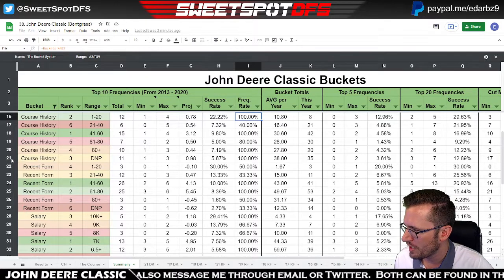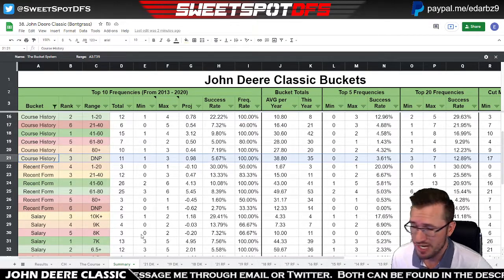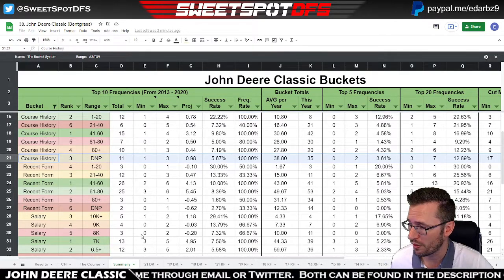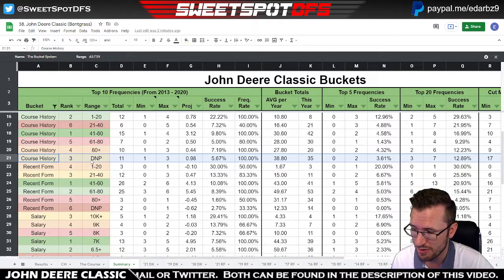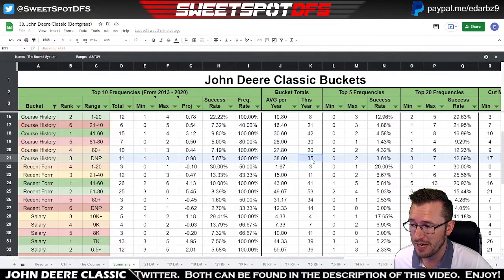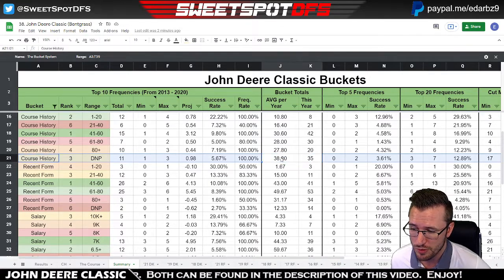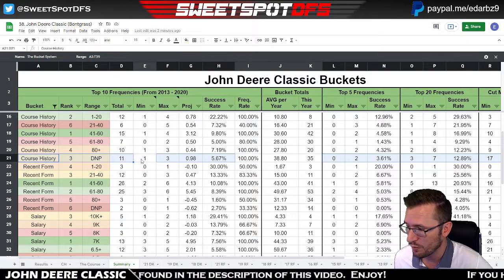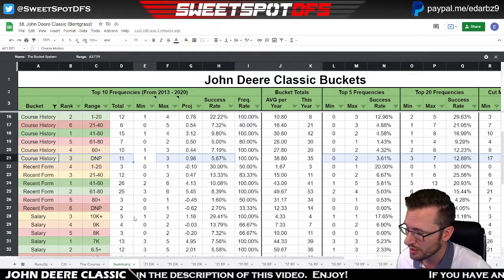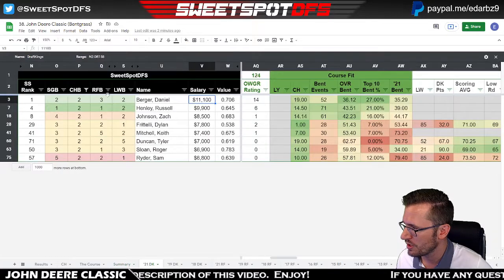And then our third bucket are golfers who actually have never played this tournament before, believe it or not. So the did not plays here mean they've never played this tournament before. We have 35 in the field this week. On average, we see around 38, so it's right on par. We have 100% frequency rate, meaning we've seen it at least once every single year. Let's take a look. Course history 3s.